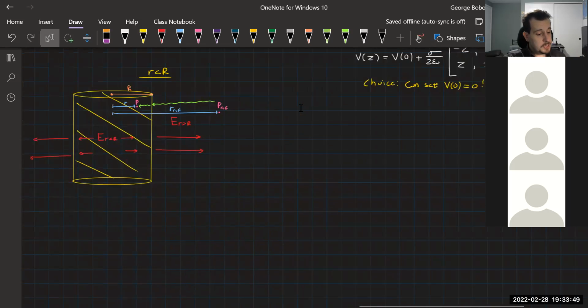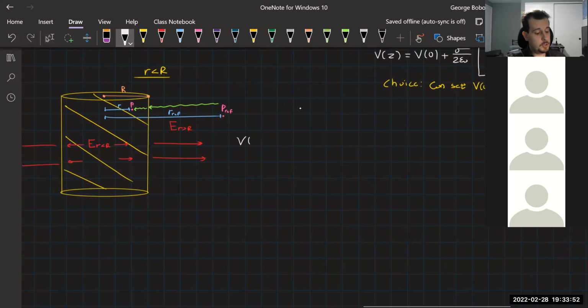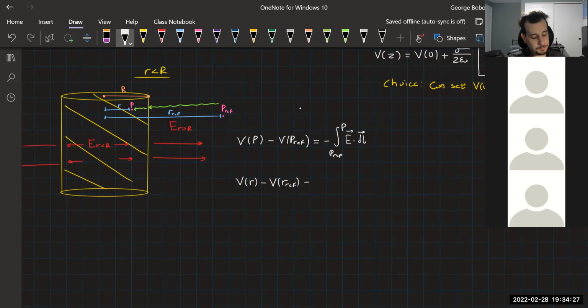Okay, so how do I do this integral? Again, same deal. You want to look at the potential at point P. You use P reference as your reference point. Therefore, we're going to go from P reference to P. We're going to integrate all the electric fields throughout. Now, what are those electric fields that we're going to traverse? First, don't forget that the potential is only a function of R. The value of R for P, we've labeled it as R on the diagram. The value of R for P ref, we've labeled it as R ref.